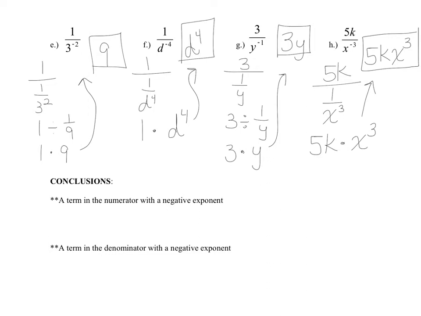So, conclusions. When a term is in the numerator with a negative exponent, the whole point of moving it is that we want it to become positive. So I'm going to say a term in the numerator with a negative exponent becomes positive in the denominator.